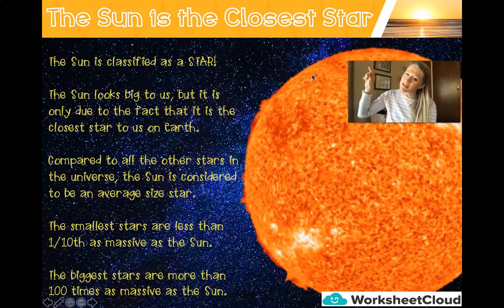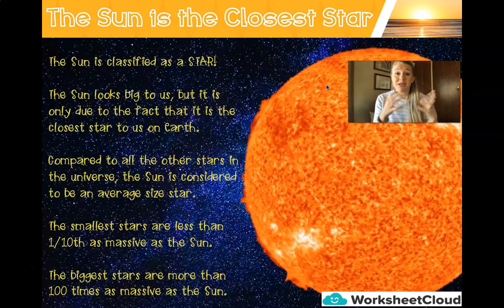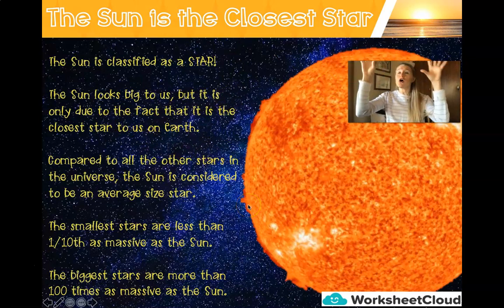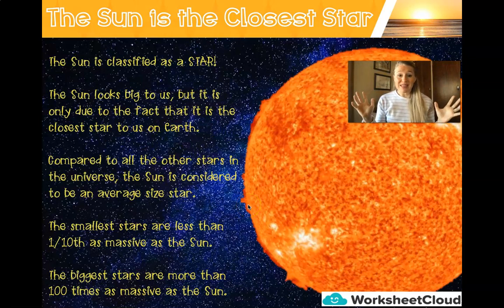All those other tiny little stars that you see are much further away from Earth than the sun is. And so we see the sun as much bigger because it is closer. Compared to all the other stars in the universe, the sun is actually considered to be an average size. Can you believe that there are stars out there in the universe that are much bigger than the sun? And there are also stars that are much smaller.